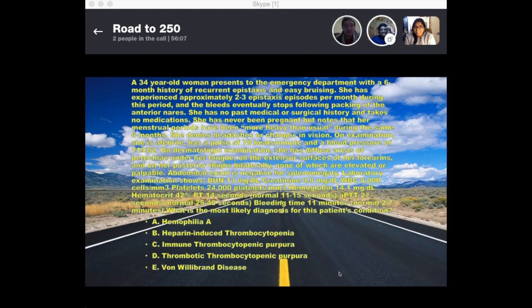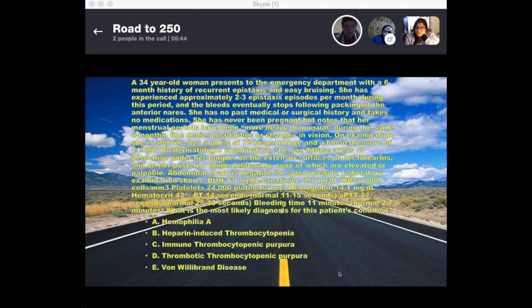A 34-year-old woman presents to the ED with a 6-month history of recurring epistaxis. That's a $10,000 word for nose bleeding and easy bruising. She has experienced approximately 2 to 3 epistaxis episodes per month during this period. She bleeds and eventually stops following the packing of the anterior nares. She has no past medical or surgical history, takes no medication. She's never been pregnant, but notes that her menstrual periods have been heavier than usual during the same 6 months. She denies headaches or changes in vision.